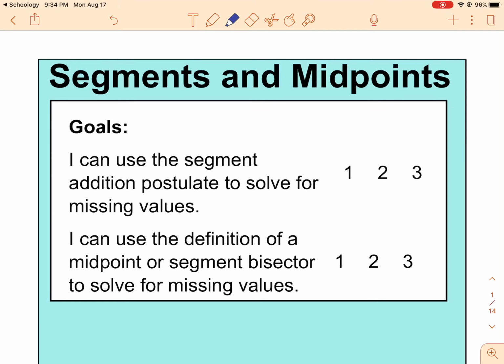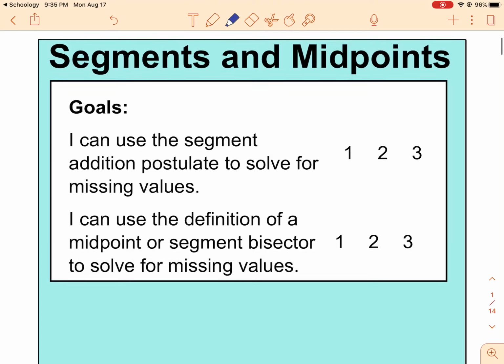1, I can use the segment addition postulate to solve for missing values. We'll do some examples and go over that. And then 2, I can use the definition of a midpoint or a segment bisector to solve for missing values. So we're going to be doing some different algebra, but with geometric figures and some terminology. So by the end of this, you should be able to rate yourself there.